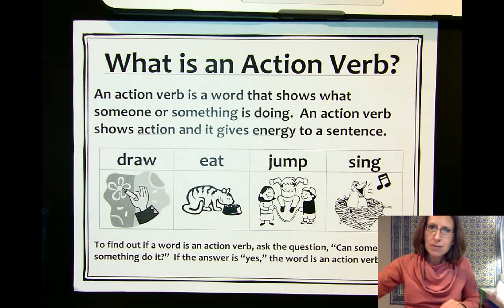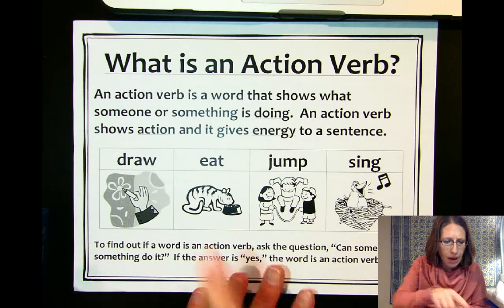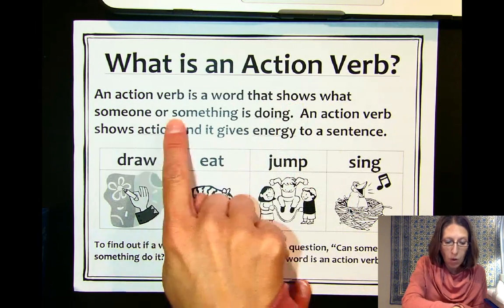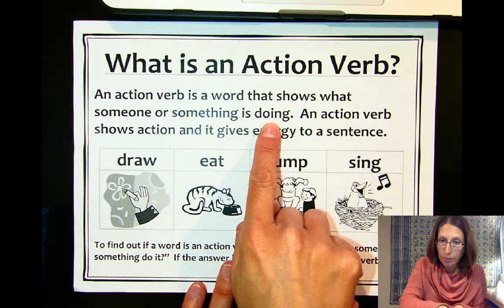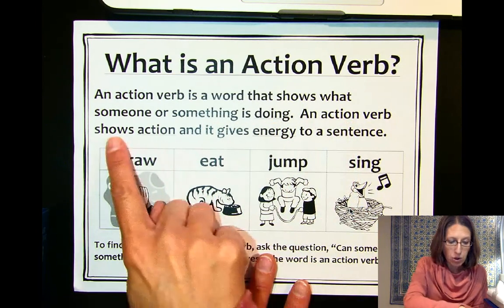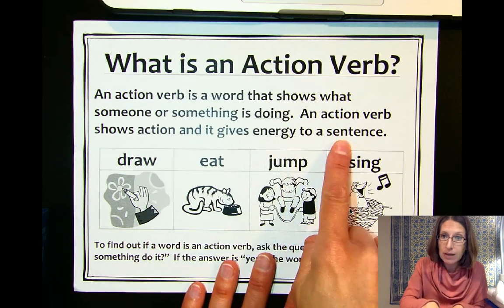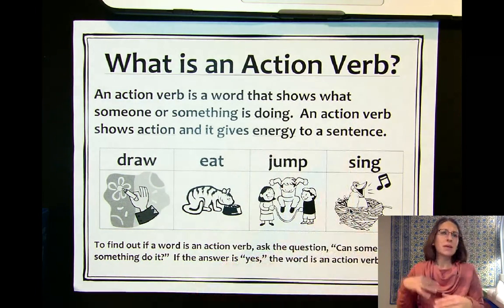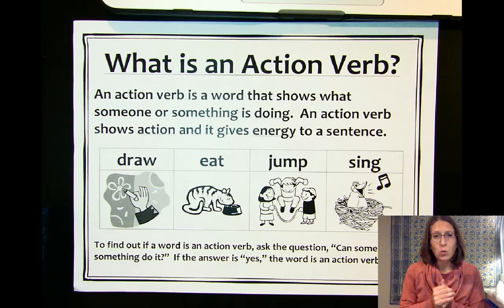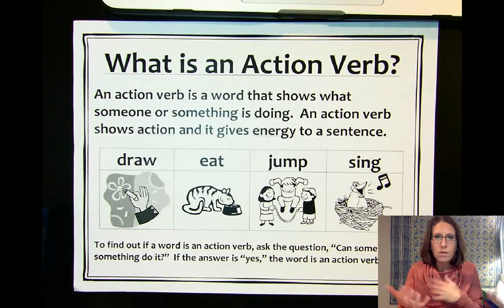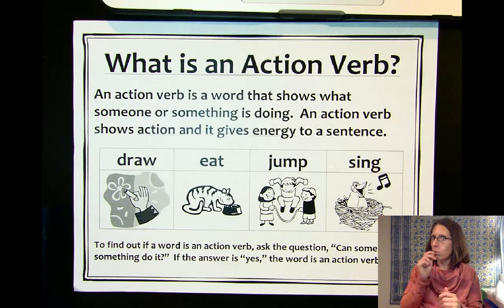So it says, what is an action verb? An action verb is a word that shows what someone or something is doing. An action verb shows action and gives energy to a sentence. So an action verb, we also call it a doing word. It shows that someone or something is doing something. Another word for doing something is action, like moving and swimming and smiling and chewing.